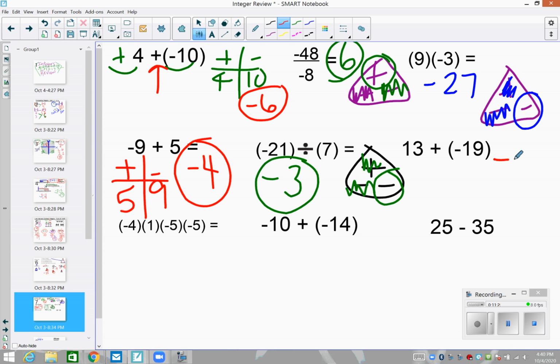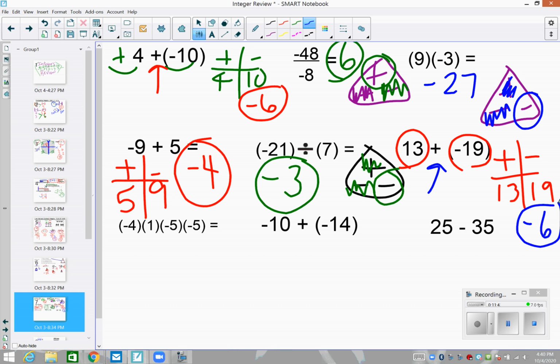Let's try this one. Let's see how you did. You should have tried it, right? So we have a positive 13 and a negative 19. Now we do have a sign in the middle, but it says add. It doesn't say opposite. So we're going to just keep those signs. Negative wins with 6 extra players. Hopefully you went 3 for 3 on that row. Check it out. See if you did okay.